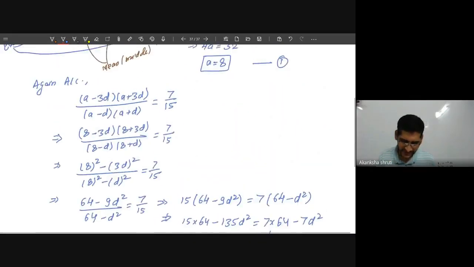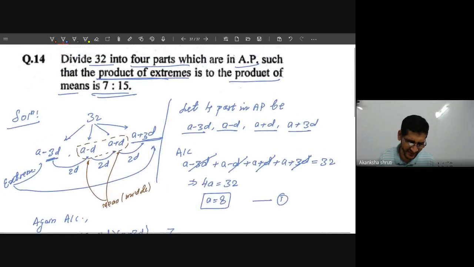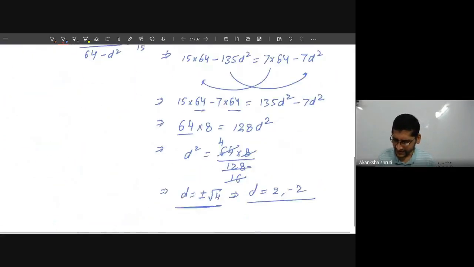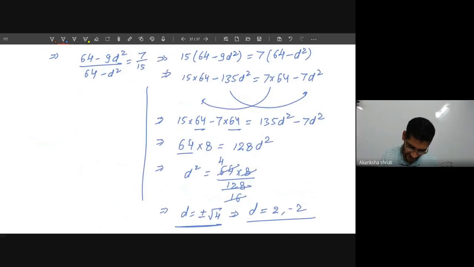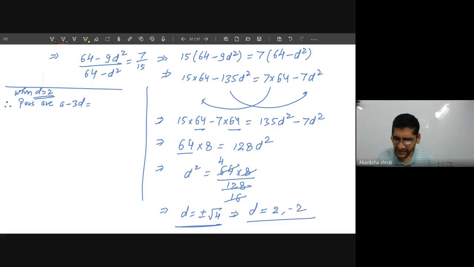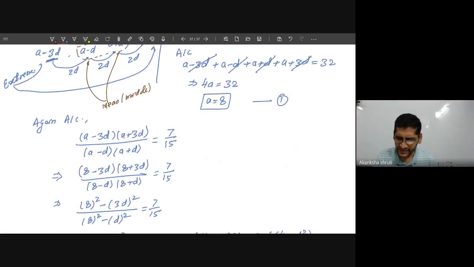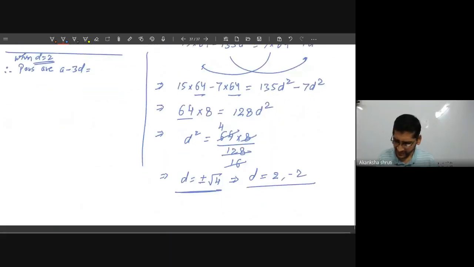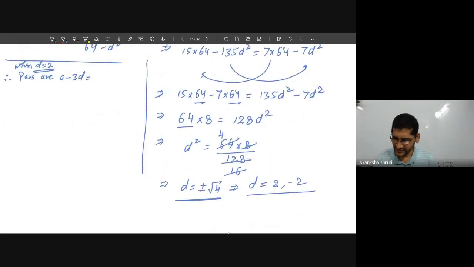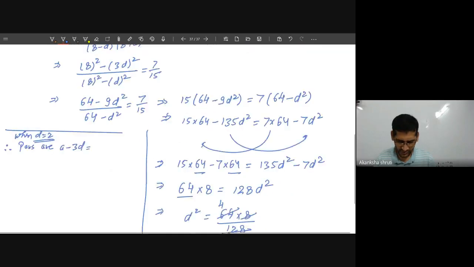So right, what is the other thing required? So we have to find this. A we have calculated, B we have calculated. So I'm writing it here. Therefore, parts are, when I'm choosing D is equals to 2, at that time I'm calculating the parts. A minus of 3D. A is what? A we have calculated as 8. And D we have calculated as 2.